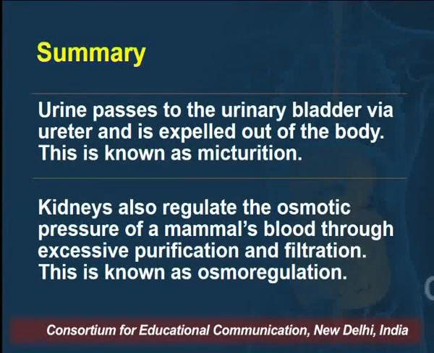Kidneys also regulate the osmotic pressure of the mammalian blood through excessive purification and filtration. This is known as osmoregulation. Excretion is one of the most important physiological processes accomplished by the excretory system. This system helps in expelling the toxic nitrogenous waste from the body and in osmoregulation. It also helps in the filtration of the blood by ultrafiltration.